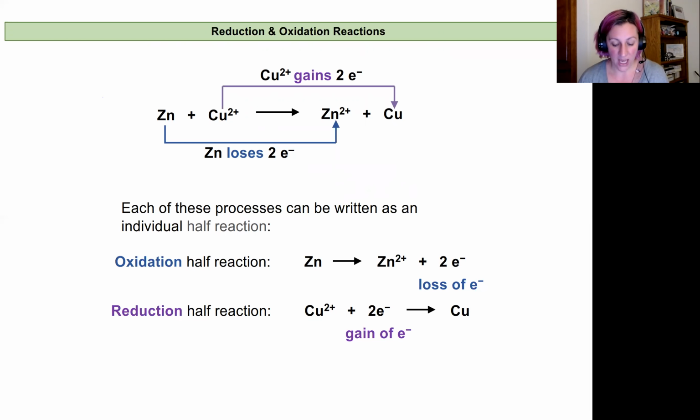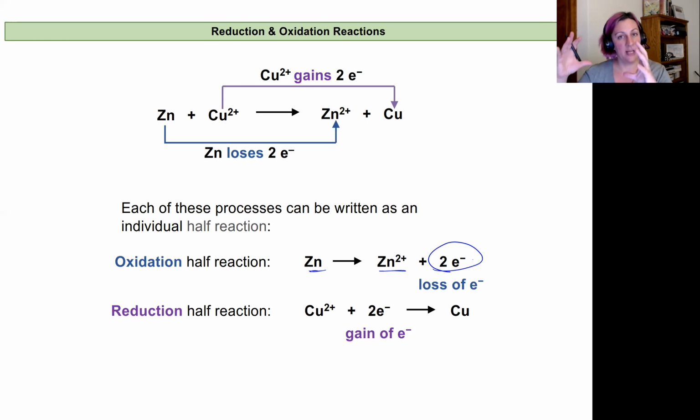So a half reaction is going to take the reactant and the product that's undergoing oxidation and have just them on either side of the arrow. So in this case, we identified zinc was losing electrons. It was being oxidized. So we have zinc and zinc plus 2. Now, when zinc transforms into zinc plus 2, it's losing 2 electrons. And so we write those 2 electrons on the product side.